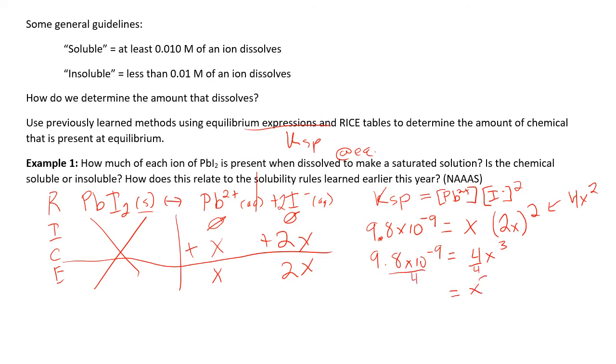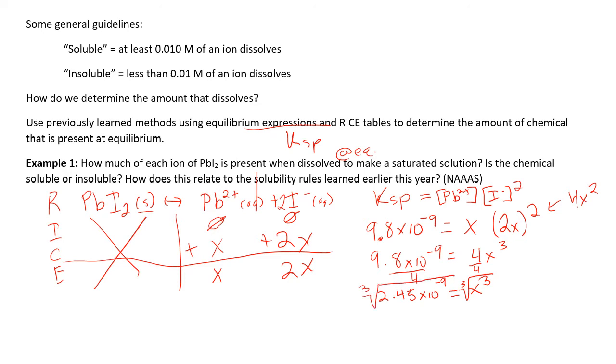And that'll give us x cubed on the right, and it'll give us, looks like 2.45 times 10 to the negative 9. And I would keep whatever digits are in your calculator right there for now. And then we want to take the cube root of both sides.